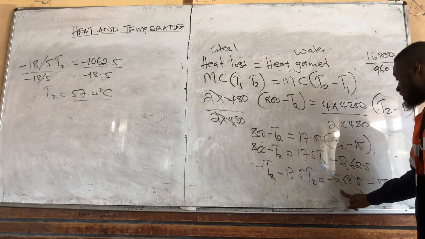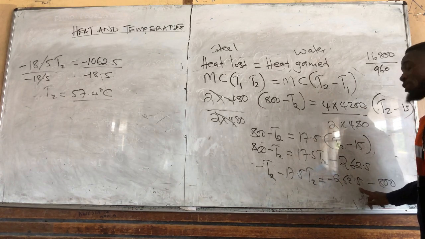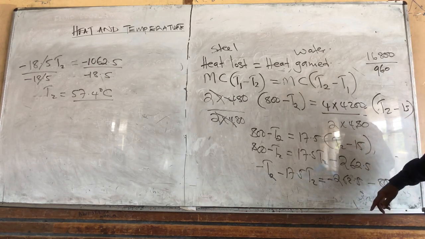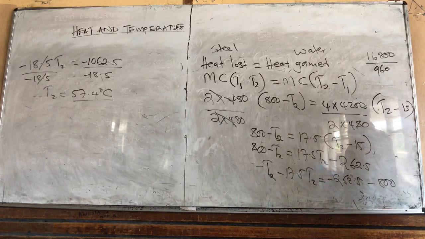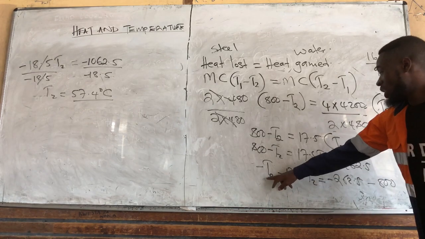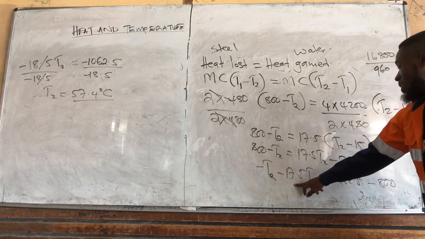What is negative 262.5 minus 800? Negative 262.5 minus 800. Negative 1 minus 17.5 is negative 18.5.